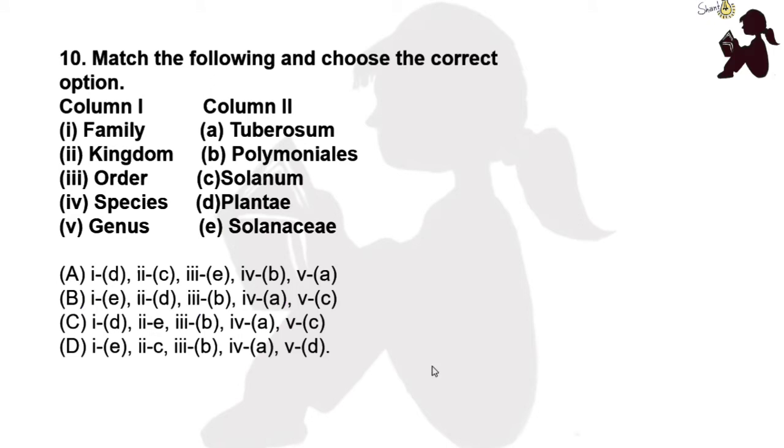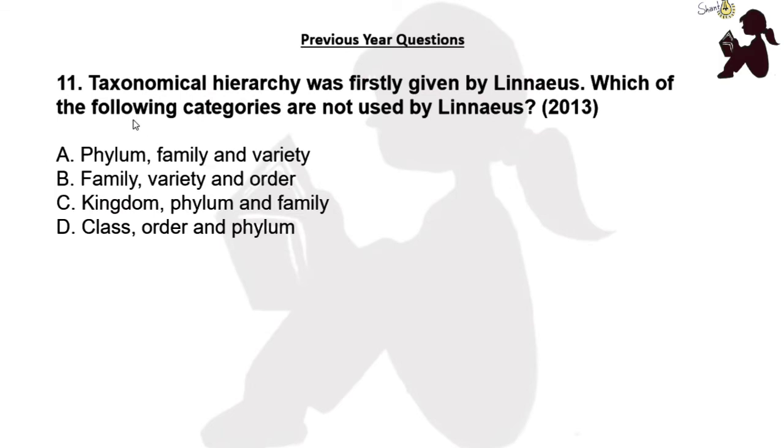Okay, so now we will solve the previous year questions. Okay, the number 11 question is: Taxonomical hierarchy was firstly given by Linnaeus. Which of the following categories are not used by Linnaeus? Option A, phylum, family, and variety. Option B, family, division, and order. Option C, kingdom, phylum, and family. And option D, class, order, and phylum.